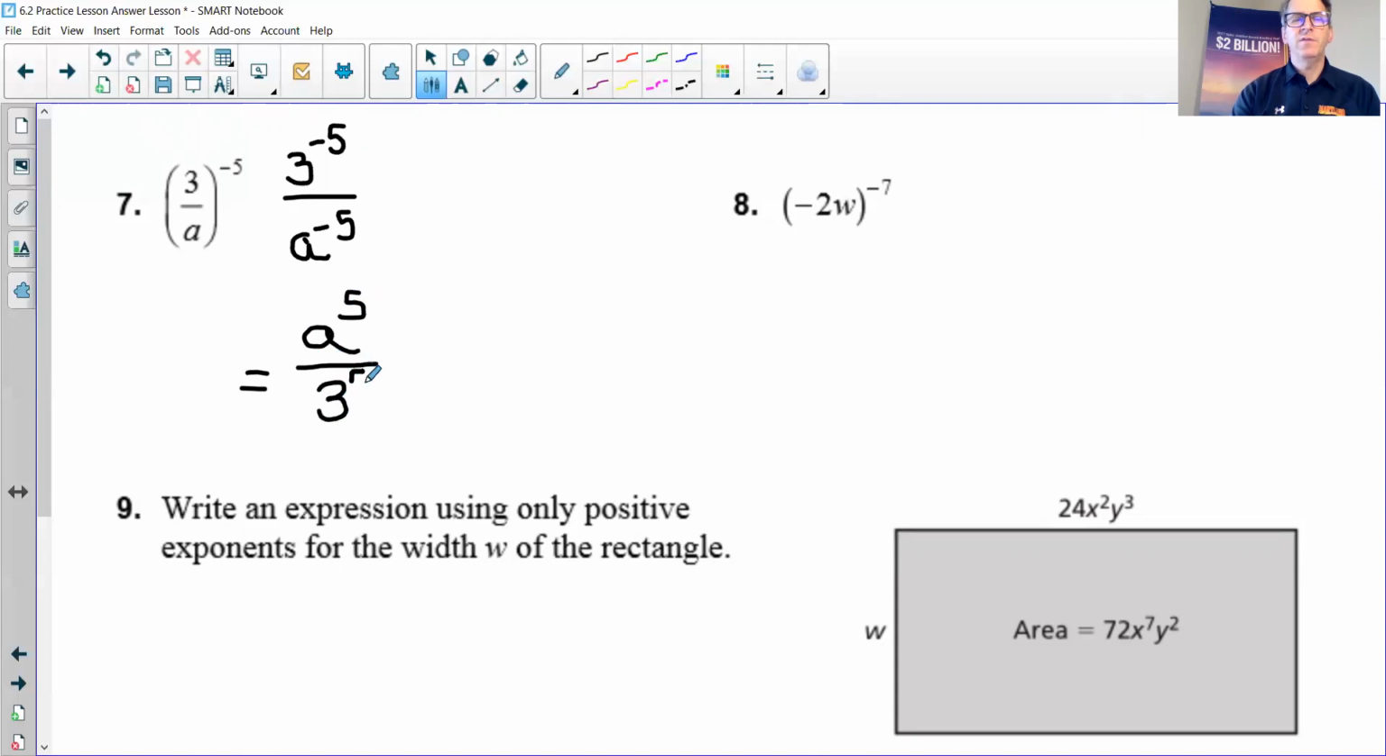So what is 3 to the fifth? 3 times 3 is 9. 9 times 3 is 27. 27 times 3 is 81. 81 times 3 is 243. So that is equal to a to the fifth divided by 243.